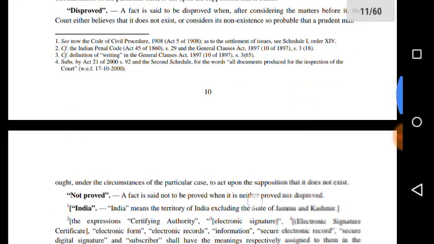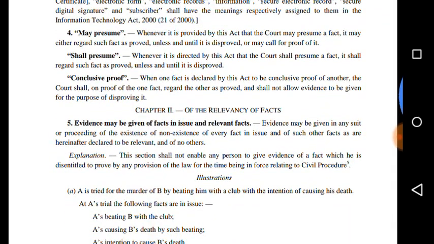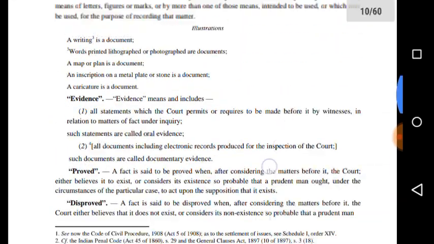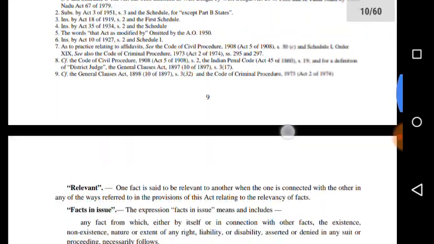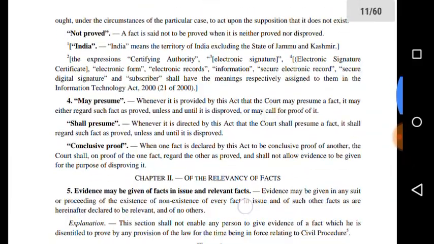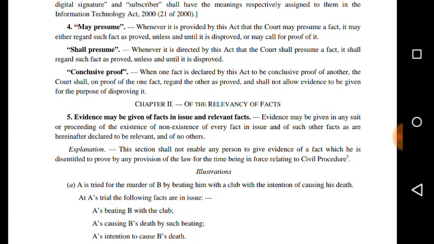So I'm reading here section 4. Section 3 has already finished. The title of section 3 is Interpretation Clause, which provides the definitions. We have already read those. Now we're going to read section 4, which provides what? May presume, shall presume, and conclusive proof.